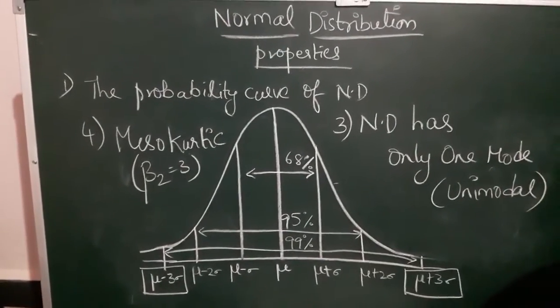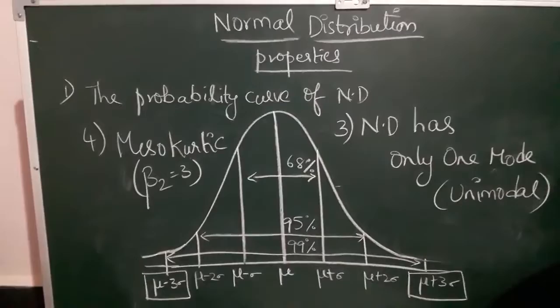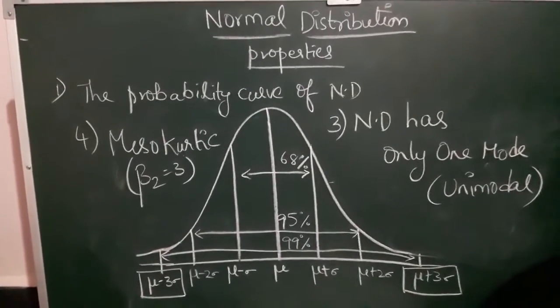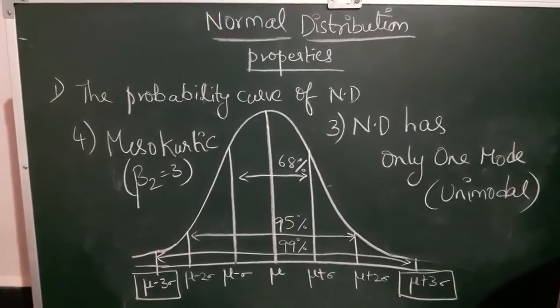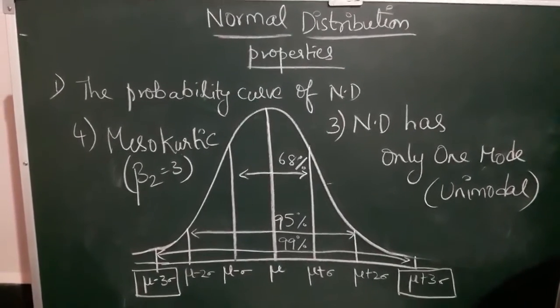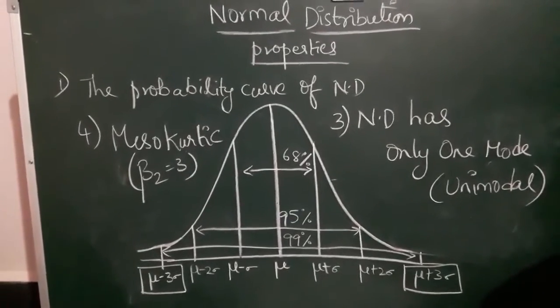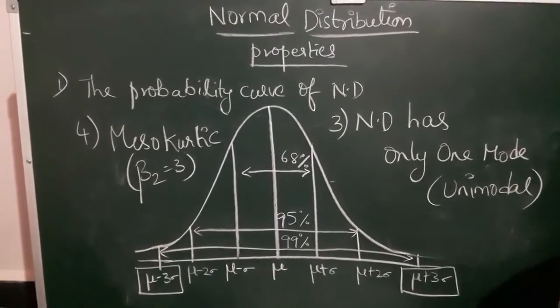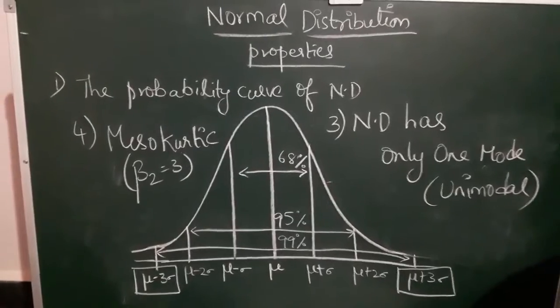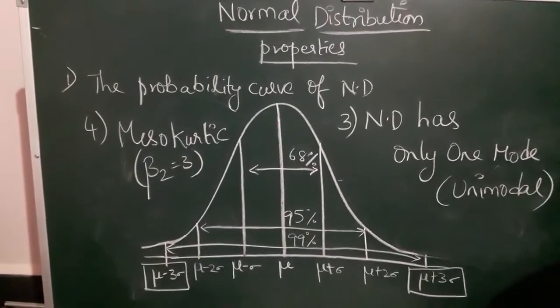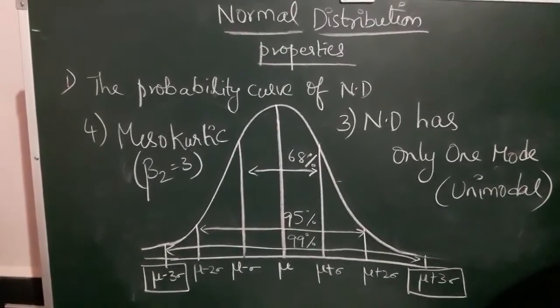Remember this. And what is the value of beta 1 when it is symmetrical? 0. Next, what is the third property? Normal distribution has only one mode. That means it is unimodal. And the fourth one is the distribution is mesokurtic, which is in a normal position where the beta 2 value is equal to 3. Remember.